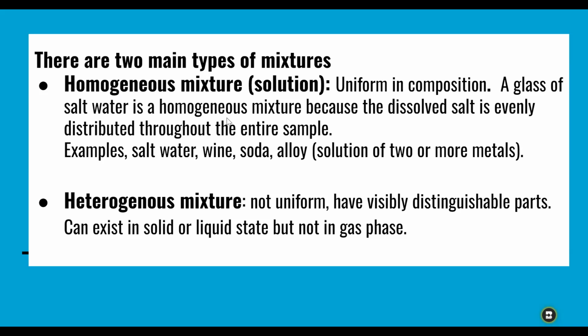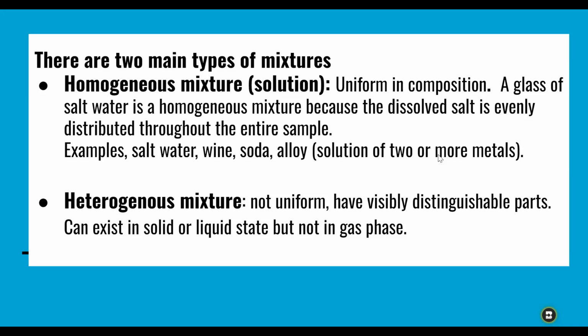If you look at salt water, like I put some salt in the water and bring it to the classroom, I didn't tell you, just come in and see it. You will not know there's something there. It looks the same. It may look like water, but it's a mixture, also called a solution. So salt water, wine, soda, alloy are also homogeneous mixtures. An alloy is a solution of two or more metals. They melt them and mix them together. When they dry, they look uniform. So they are all examples of homogeneous mixtures.